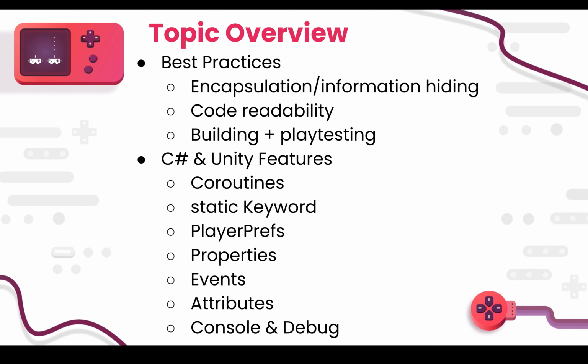Here's a quick overview of what we'll be covering today. First, we'll be discussing best practices for game programming, including encapsulation and information hiding, code readability, and building and playtesting. Then we'll dive into a series of useful C# and Unity features with a hands-on project. These features include coroutines, the static keyword, player prefs, properties, events, and attributes. And finally, we'll close off with a quick section on using console and debug.